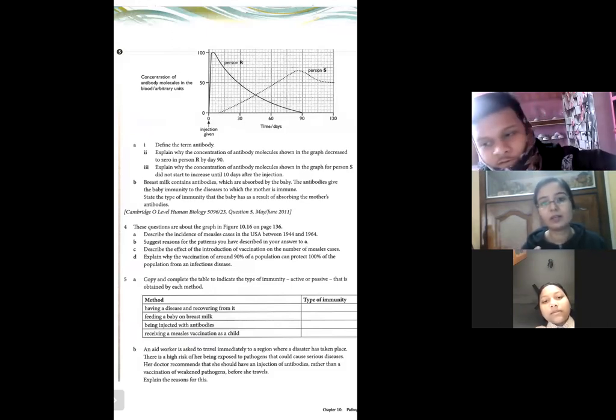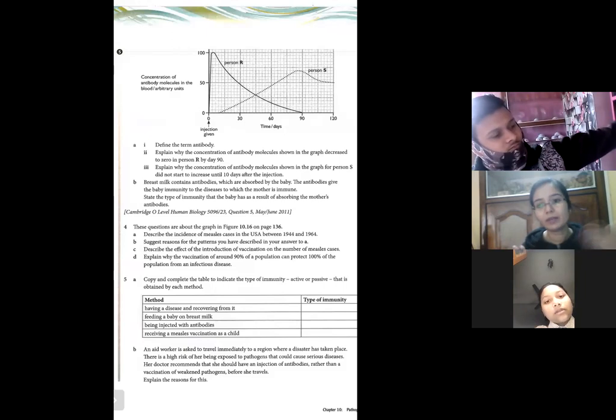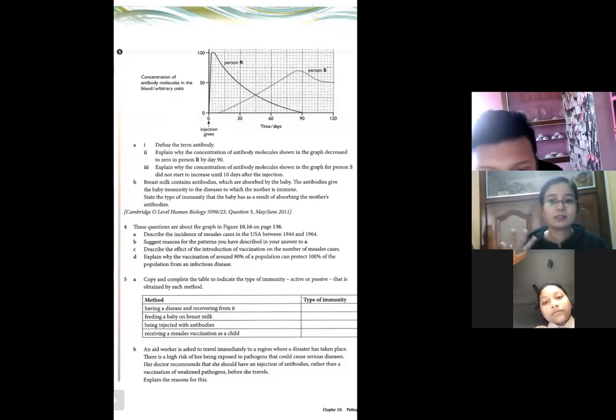First one is detection. Second one is activation. Third one is clonal expansion. That means they will make more copies, clonal expansion, copies of antibodies. And the fourth stage is apoptosis.